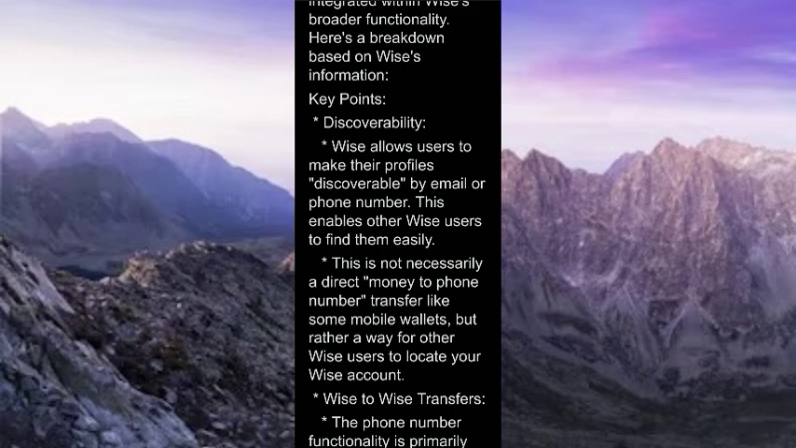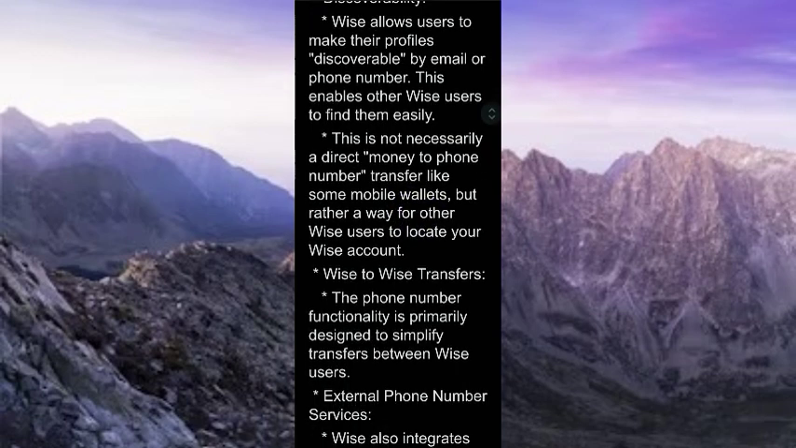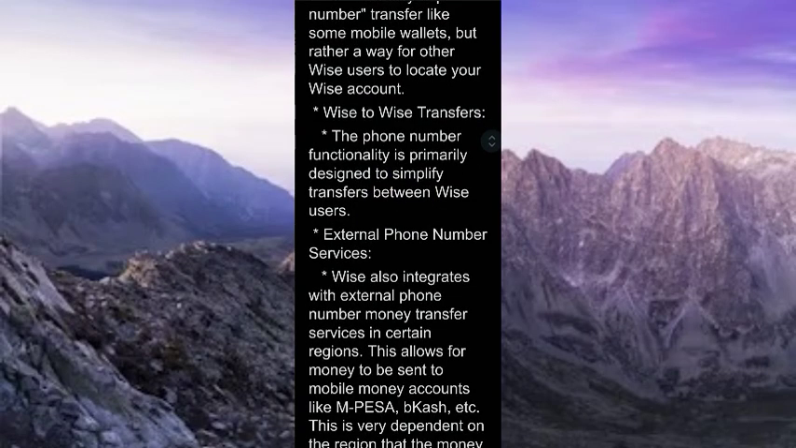Wise allows users to make their profiles discoverable by email or phone number. This enables other Wise users to find them easily. This is not necessarily a direct money to phone number transfer like some mobile wallets, but rather a way for other Wise users to locate your Wise account. Wise to Wise transfer: the phone number functionality is primarily designed to simplify transfers between Wise users.